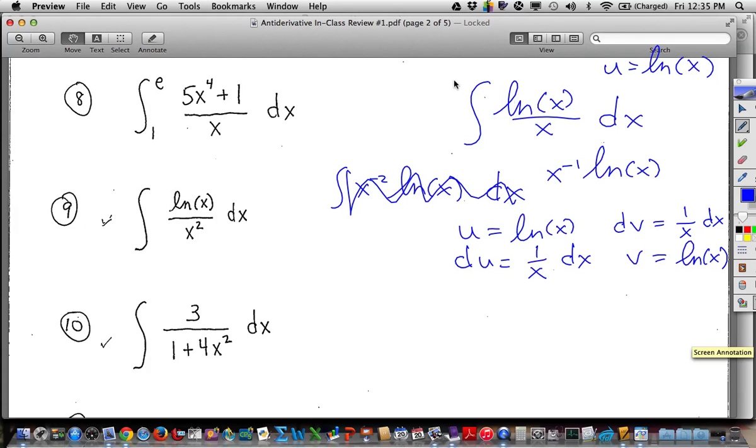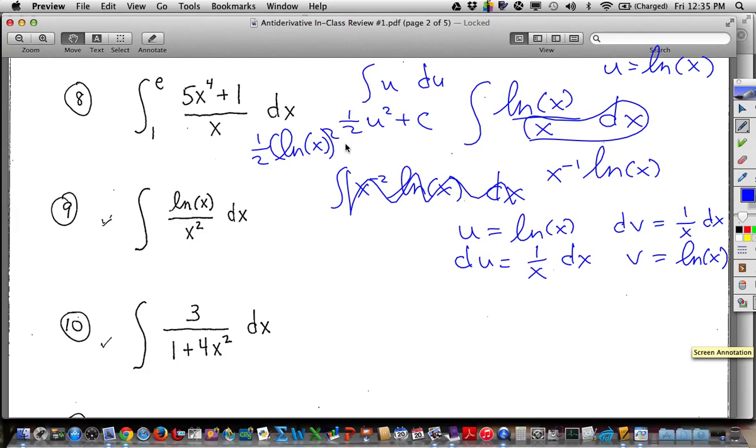I'm trying to think. I should finish this. We'd have du. So this would sum out real nicely. 1 over x dx. This would be u. So we just get u du, right? That's all we get. So that's 1/2 u squared plus c. That'd be 1/2 ln x squared plus c. That'd be the answer.